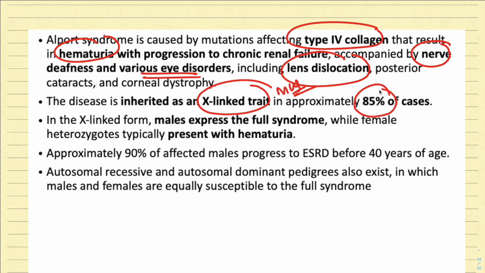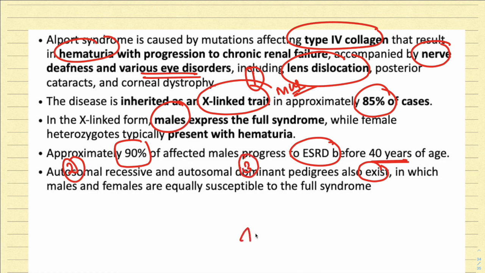Okay, in approximately 85% of cases they are X-linked traits, so they will be more expressed in males, while females typically will just present with hematuria. Around 90% of affected males will have end-stage renal disease before 40 years of age. Autosomal recessive and autosomal dominant pedigrees also exist, but they form a minority. So if the options are X-linked, autosomal recessive, autosomal dominant, and the fourth option is all of the above, what are you going to choose? The answer will be all of the above. If you have to choose any one, then you will choose X-linked trait.